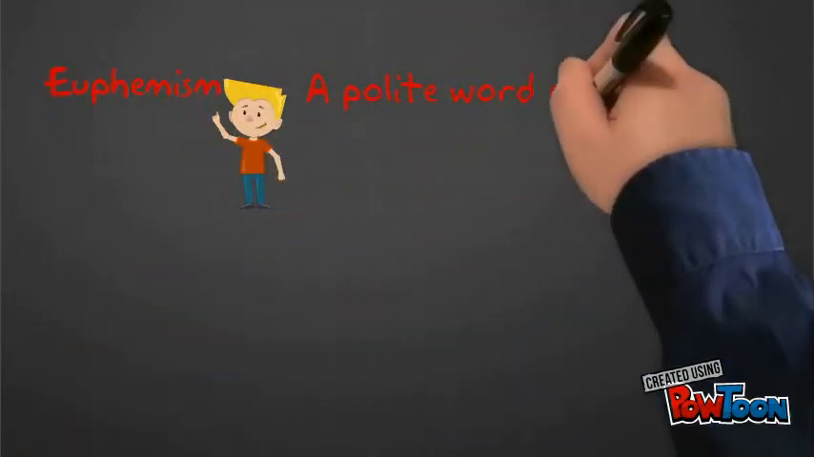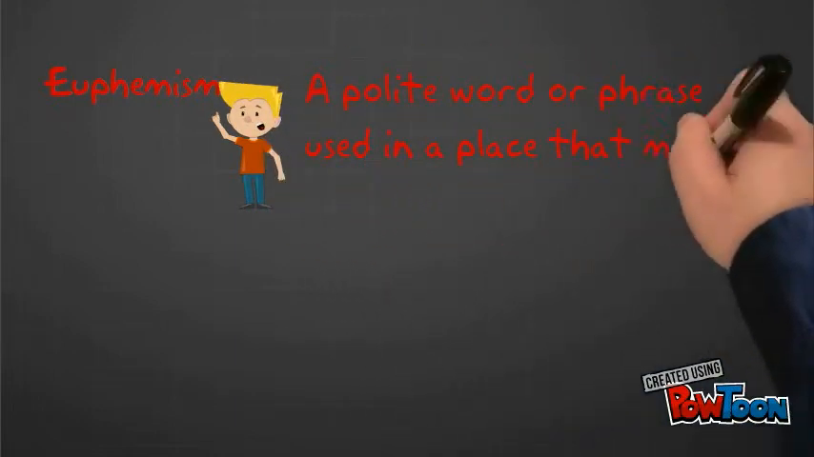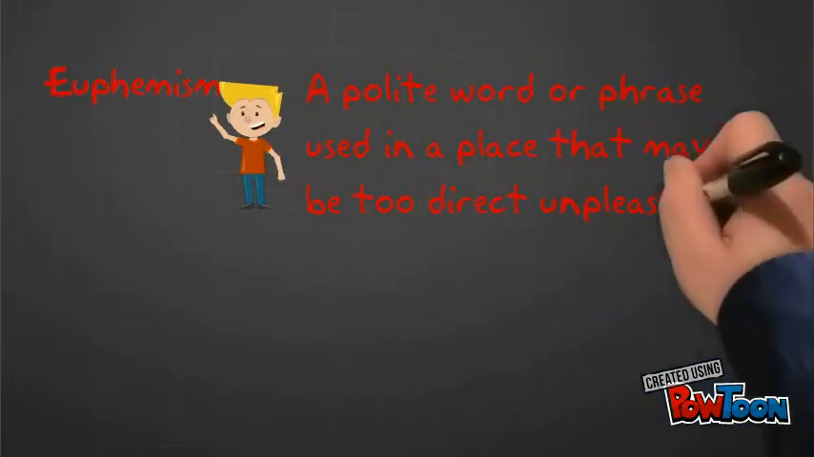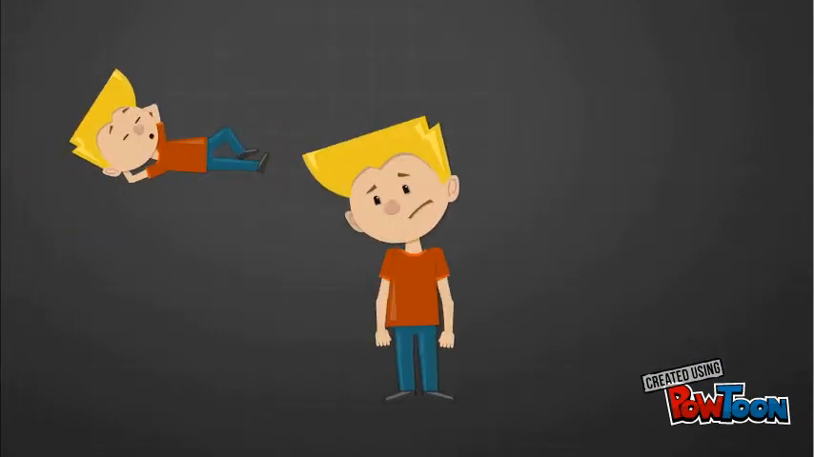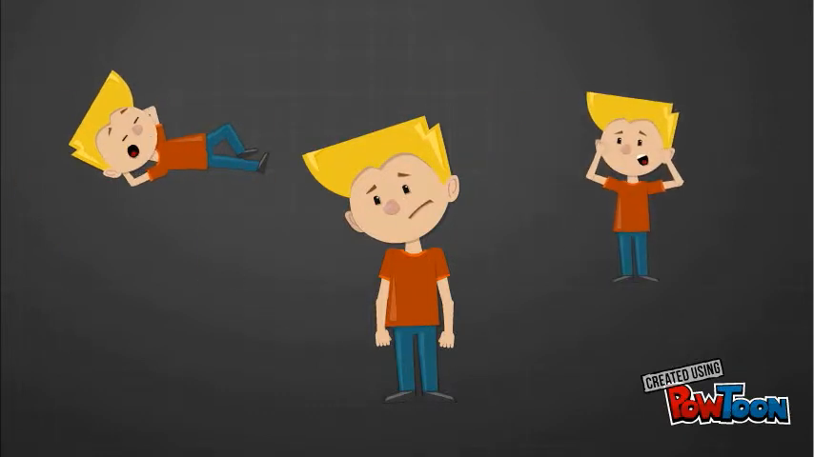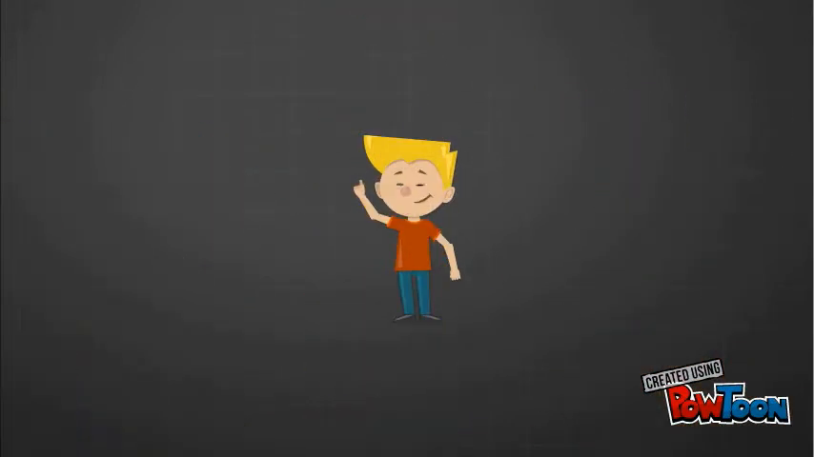Our first device is the euphemism. A euphemism is a polite word or phrase used in a place that may be too direct, unpleasant, or embarrassing. For example, if you say somebody answered God's calling, maybe gained a few pounds, or passed gas, which, if you look into it, may seem like it implies a kind of unpleasant meaning.